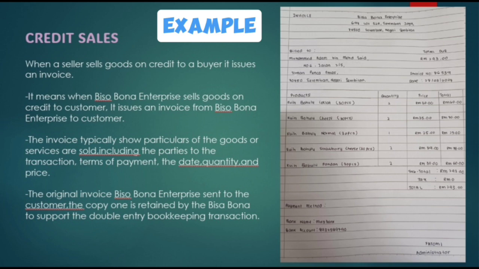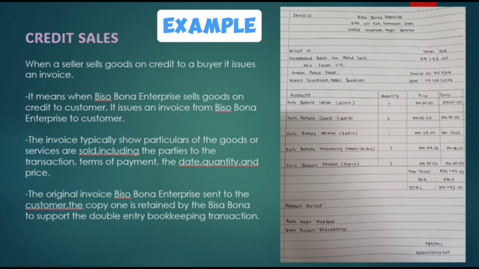Third, credit sale. Credit sales. When a seller sells goods on credit to a buyer, it issues an invoice. It means when Viso Bona Enterprise sells goods on credit to customers, it issues an invoice from Viso Bona Enterprise to the customer. The invoice typically shows the particulars of the goods or services sold, including the parties to the transaction, terms of payment, the date, quantity, and price.